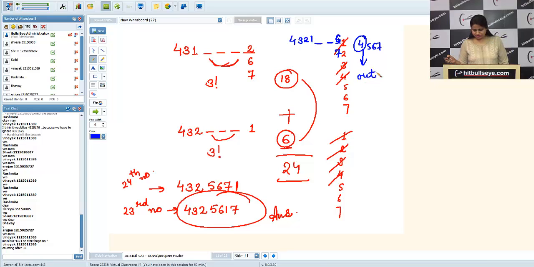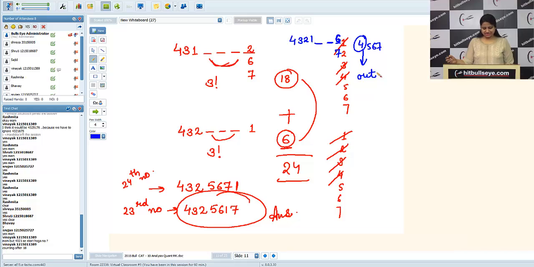because we want to count 5 more numbers after 18. So these 4 are out. So the next number I can take will start with 4, 3, 2, 5 only. That's why. Is it okay, Vinayak?